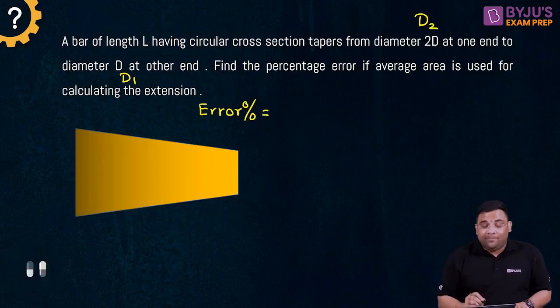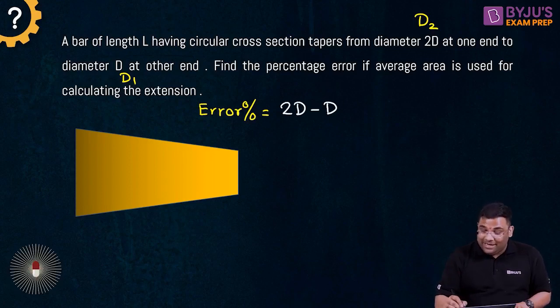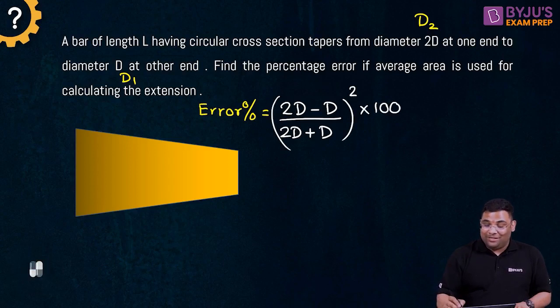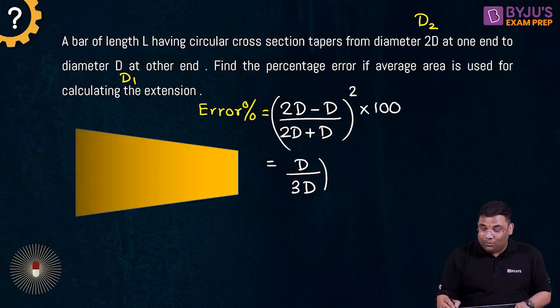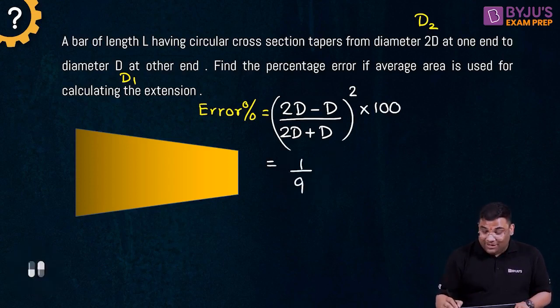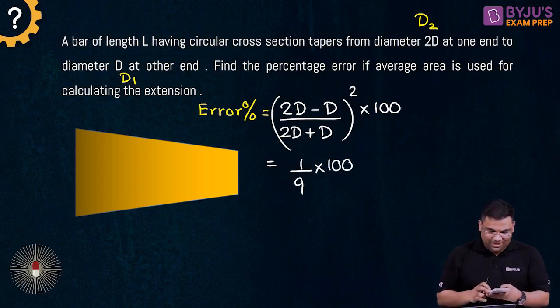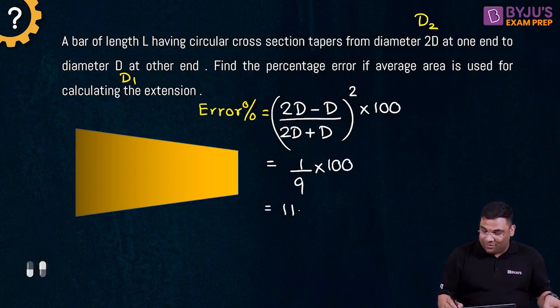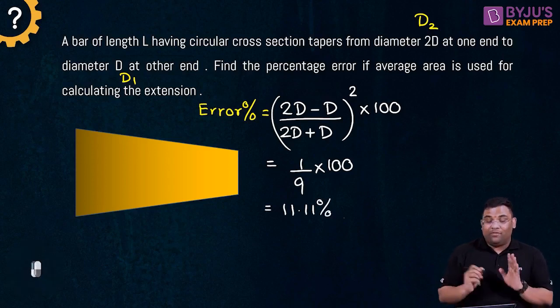So now the error percentage will be what? (2d minus d) by (2d plus d), right? Whole square into 100. So this becomes how much? 2d minus d is d, and this is 3d, right? Whole square. So d d gets cancelled, becomes how much? 1 by 9 into 100, and this is close to how much? I can use the calculator. Okay. Anyhow, it will be 11.11, just cross checking it. 11.11. Now you see, this was the question given here.